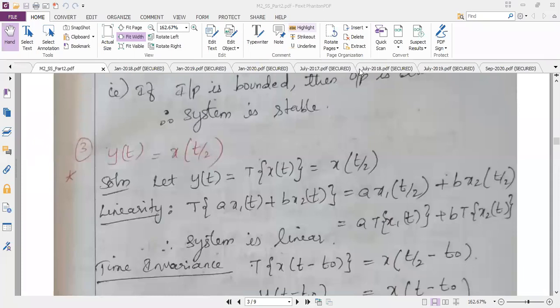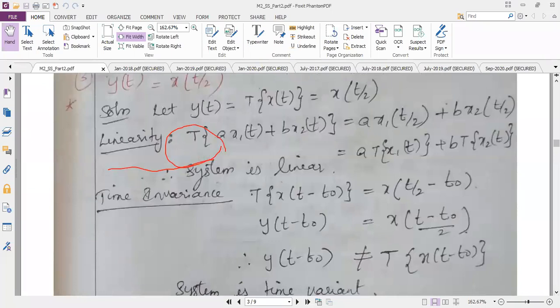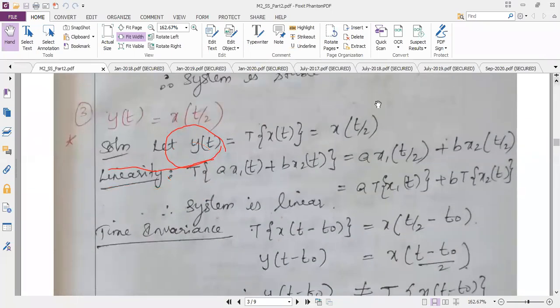The third question, which is visible on the screen, is y of t equal to x of t by 2. Copy this question, y of t is equal to x of t by 2. So we are going to check whether the system has the properties as per the question. The first property which we are going to verify is the linearity property.